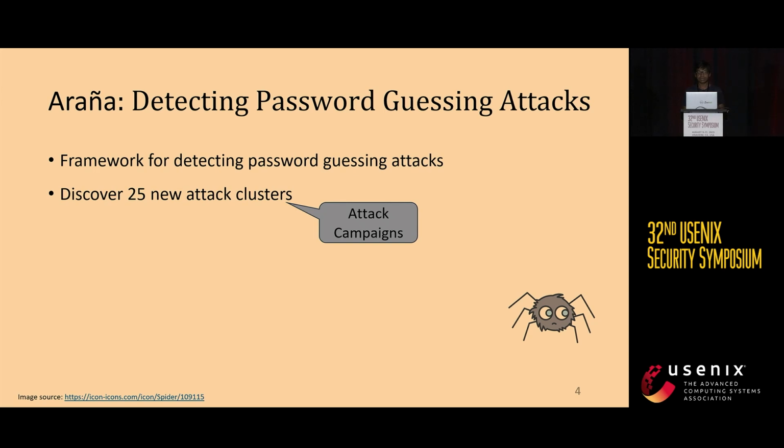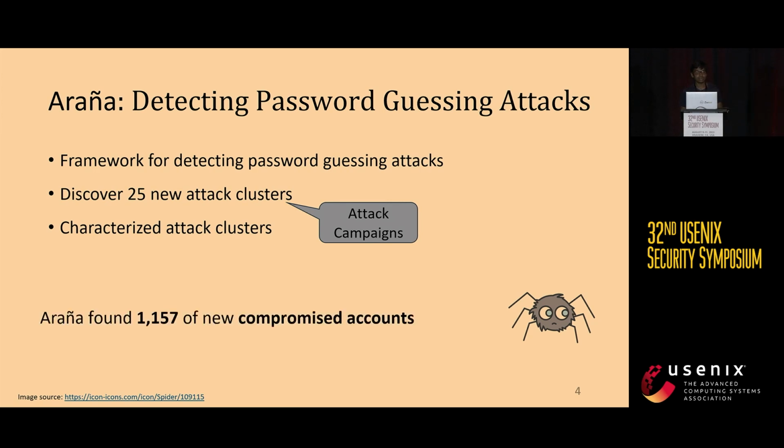We also manually analyzed the attack clusters Aran outputted, and we were able to characterize attackers' password behavior and strategies adopted by attackers to remain stealthy and hard to detect. Throughout this process, we found around 1,157 new compromised accounts, and we disclosed these new compromised accounts responsibly to IT engineers of the respective organizations.